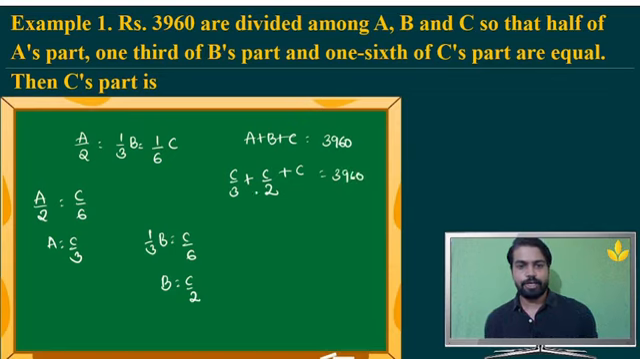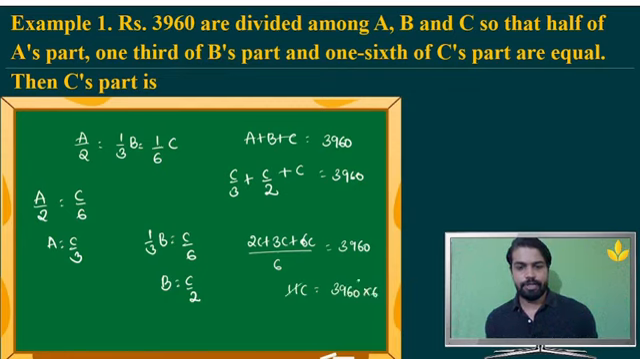Let's see how to get it. Multiply by LCM of 3 into 6. So it's going to be 6 times the sum is equal to 3960. This will become 2C. This will become 3C. This will remain as C. This will remain 6C now. Right? So it's going to be 11C is equal to 3960 into 6.